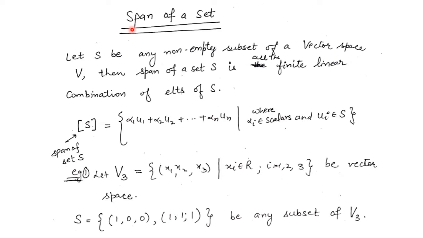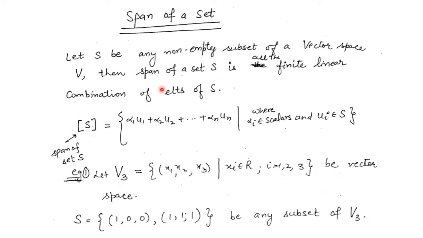So now I'm going to explain span of a set. Let S be any non-empty subset of a vector space V, then span of the set S is all the finite linear combinations of the elements of S. Now what do you mean by finite linear combination of the elements of S?